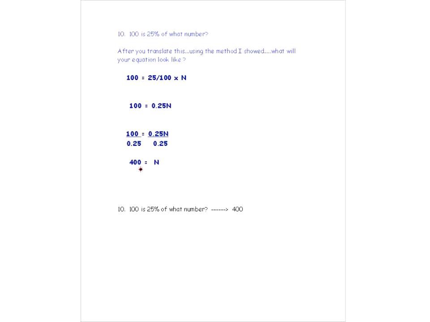Okay, when you divide both sides by 0.25, you should get n equals 400. Again, 100 is 25% or a quarter of what number? 100 is a quarter of 400. Makes sense.